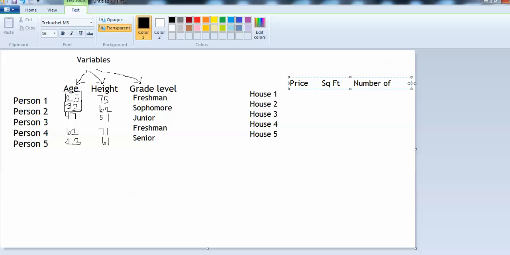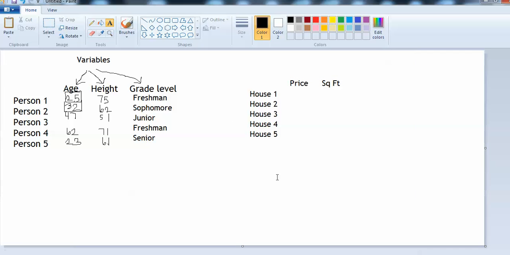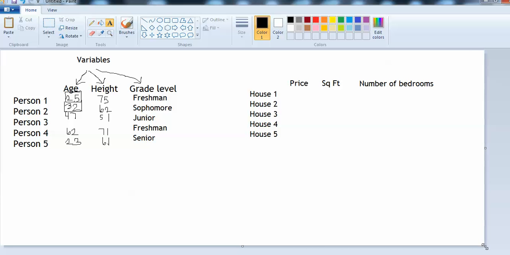Number of bedrooms would be another variable. We could also, maybe also we want to record the number of floors in each house.